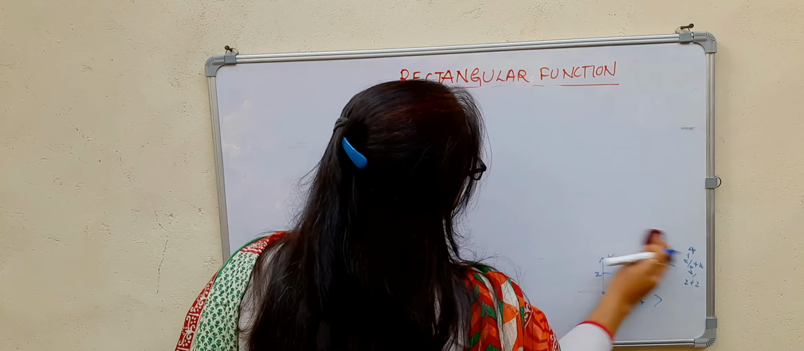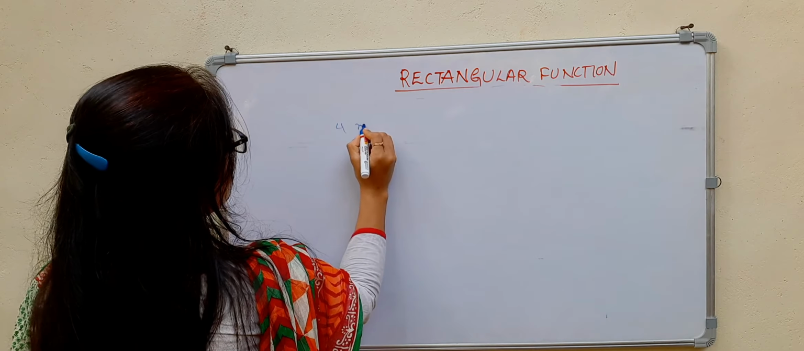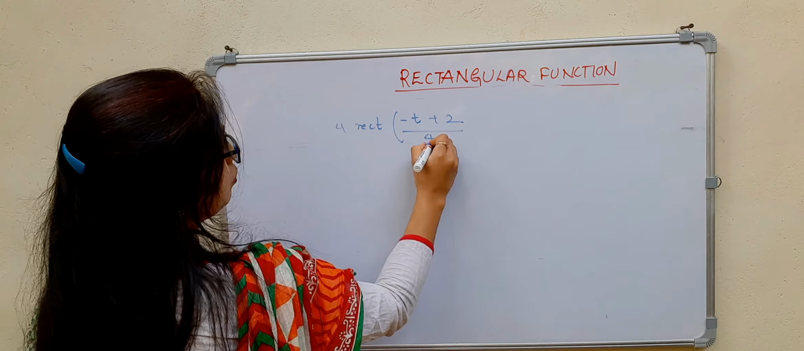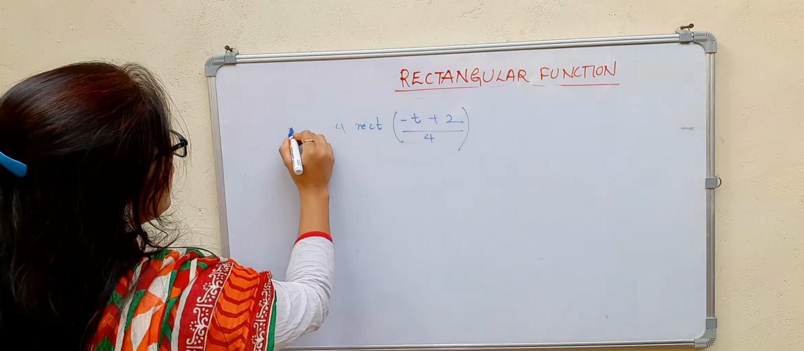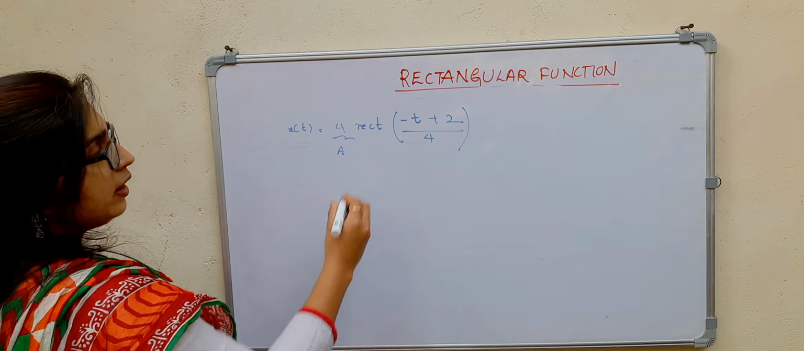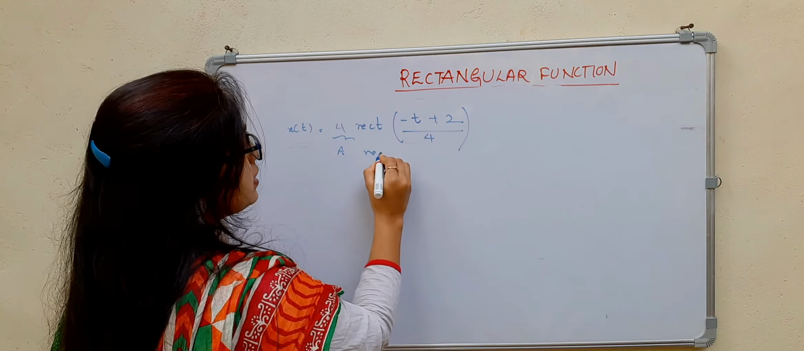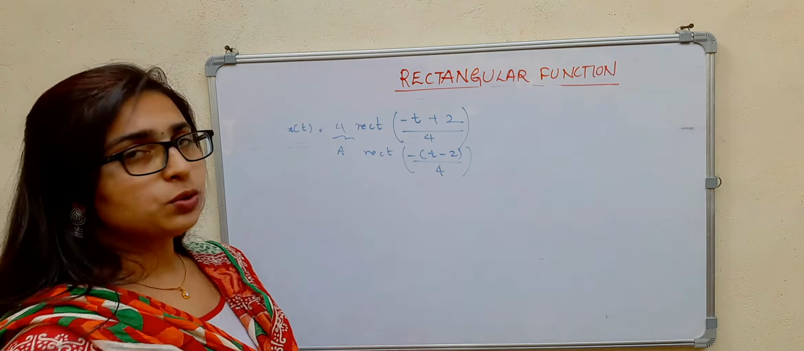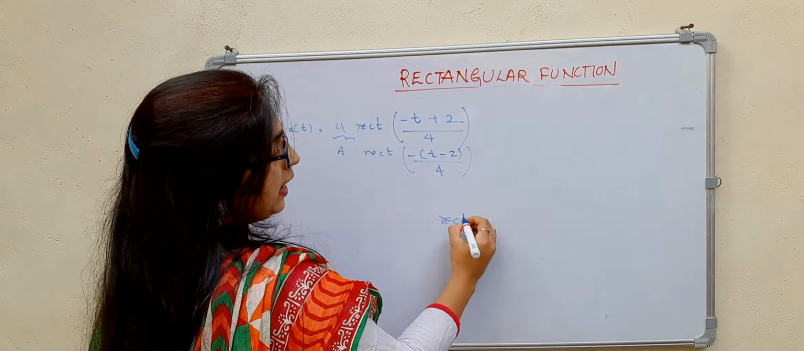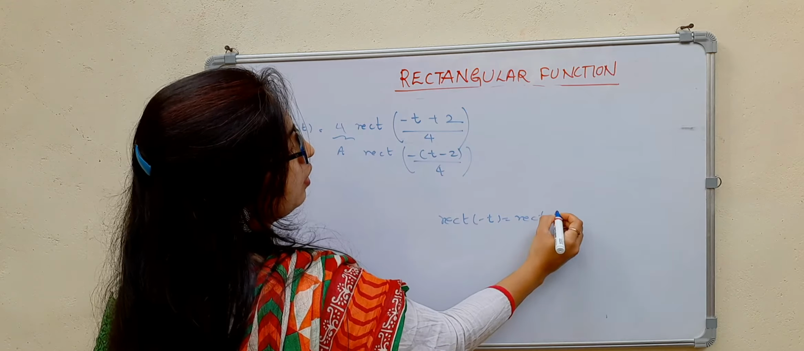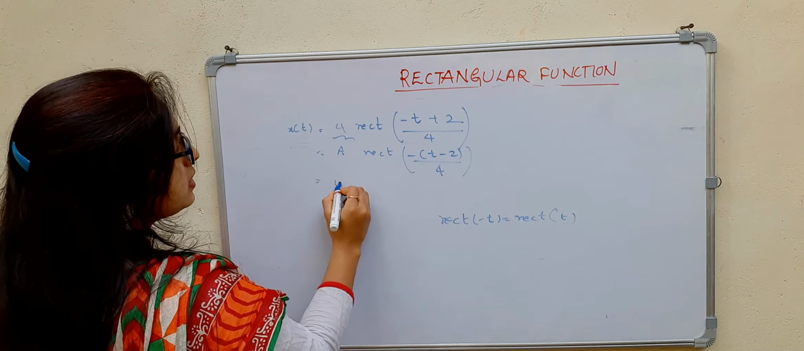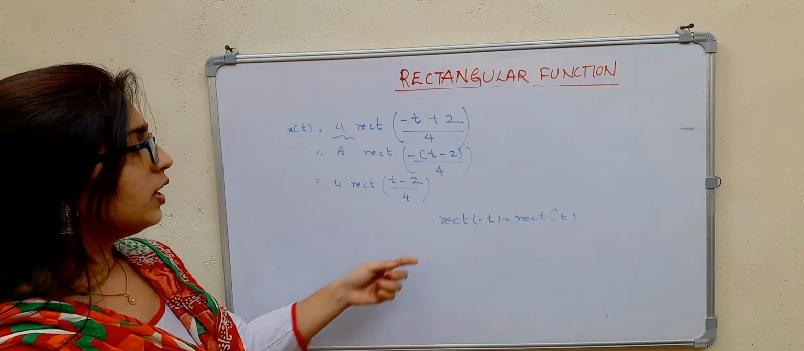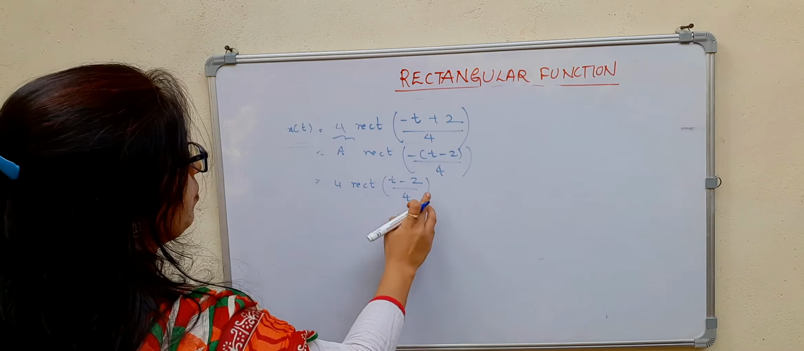4 rectangular of minus t plus 2 divided by 4. Okay, so in this case, I can consider minus common, so it will be minus of t minus 2 divided by 4. But we know that rectangular of minus t is equal to rectangular of t. So this I can write as 4 rectangular t minus 2 divided by 4. Then later we can solve it.